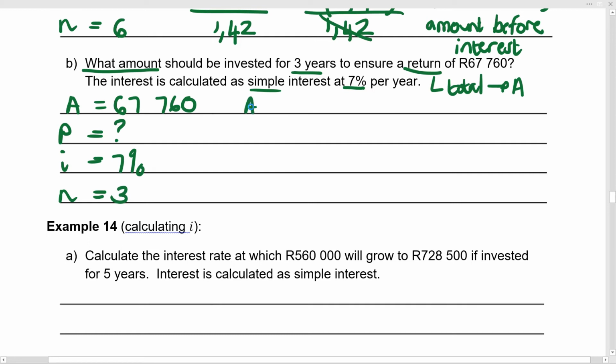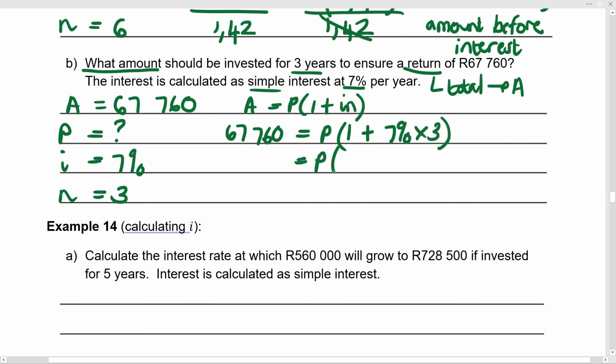Okay, A equals P(1 plus IN). A is the 67,760. P is my unknown. 1 plus I is 7%. Let's use the percentage button. And I'm going to multiply that by 3. So my next step, remember, is I'm going to take this entire bracket and get that as a decimal that I can then divide on both sides. That is 1,21.